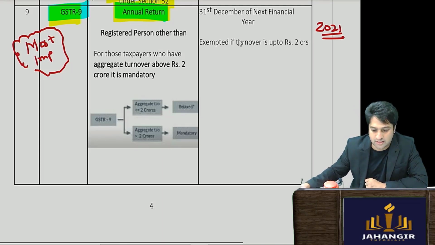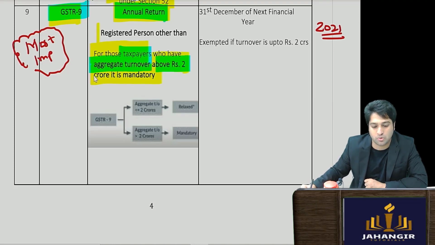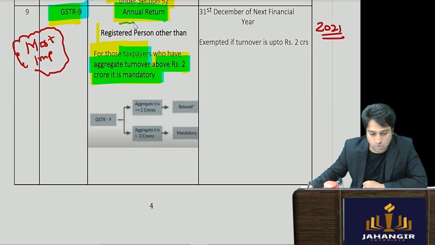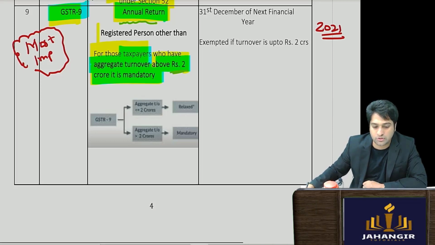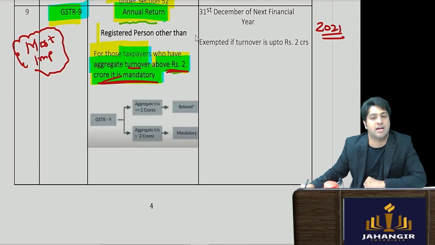Okay, so let's see. For those taxpayers who have an aggregate turnover above 2 crores, it is mandatory. So only those taxpayers whose aggregate turnover is above 2 crores are required to file annual returns. I hope you can make a note of that. So what is the limit? 2 crores. Only those who exceed this limit, only then they have to file the annual returns.